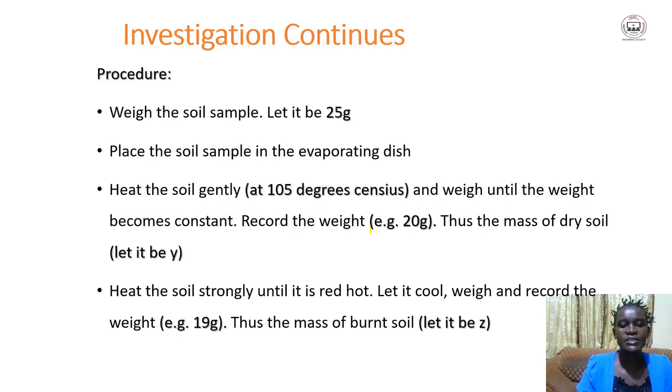Then the next procedure, you heat the soil strongly until it is red hot. Then you let it cool. After that, you weigh the soil and record the weight. Let the mass of the burnt soil be 19 grams.